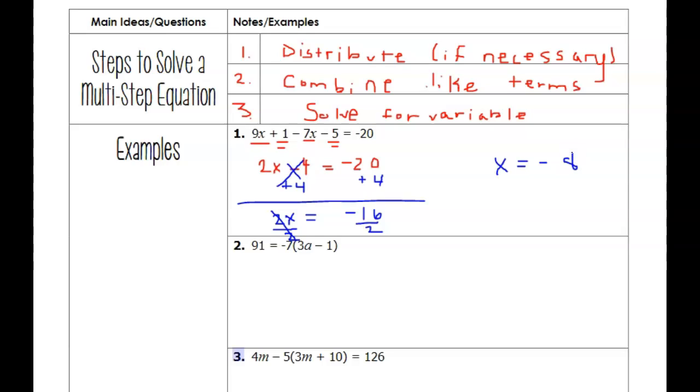Hey, guys, steps to solving multi-step equations: distribute if necessary, combine like terms, and solve. All right, let's go to the next one.